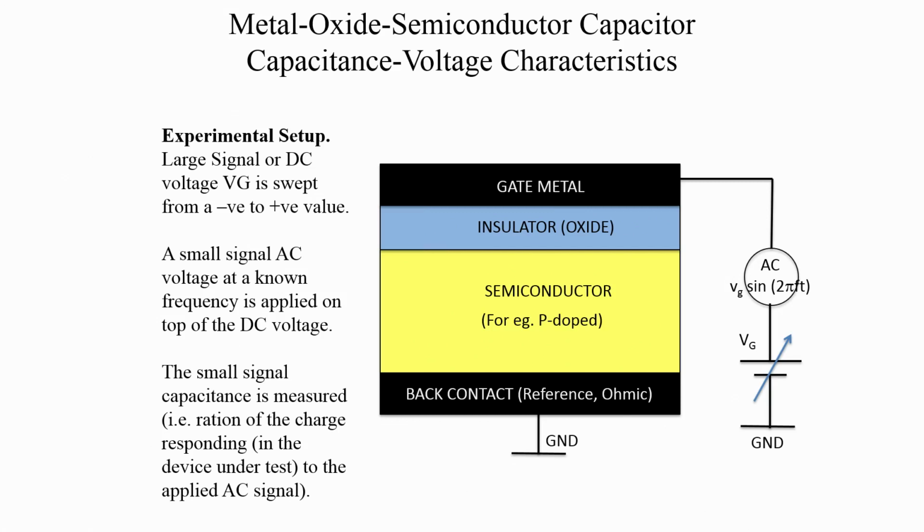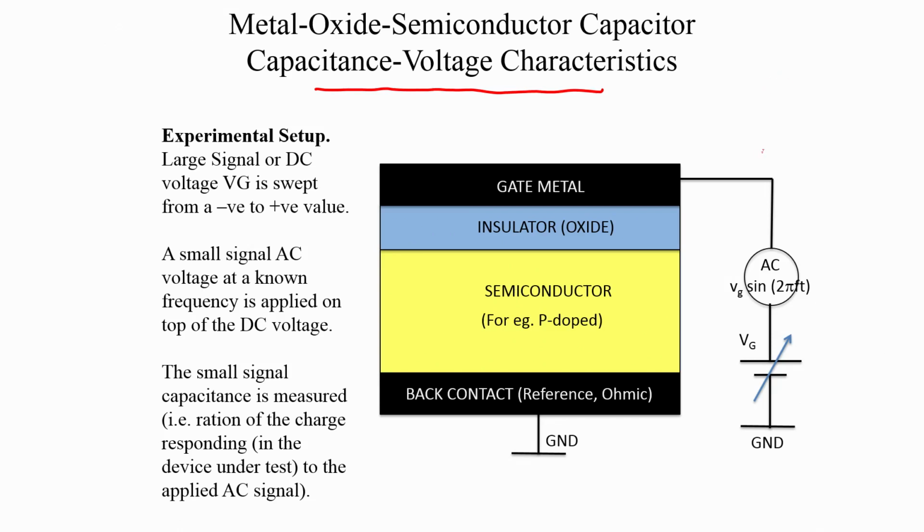So, now let us look at the MOS capacitor, and start looking at its capacitance-voltage characteristics. The essential idea of this experiment is to measure the small signal capacitance of the MOS capacitor, and see how the capacitance varies when the VG, or the gate voltage, varies. We have already done these kinds of exercises before.